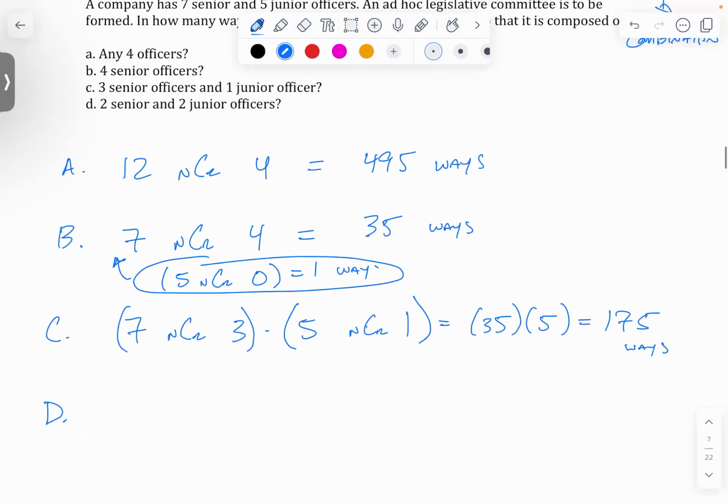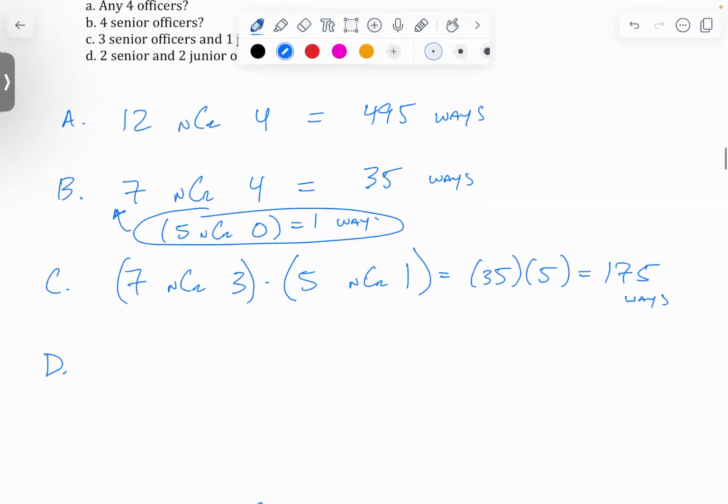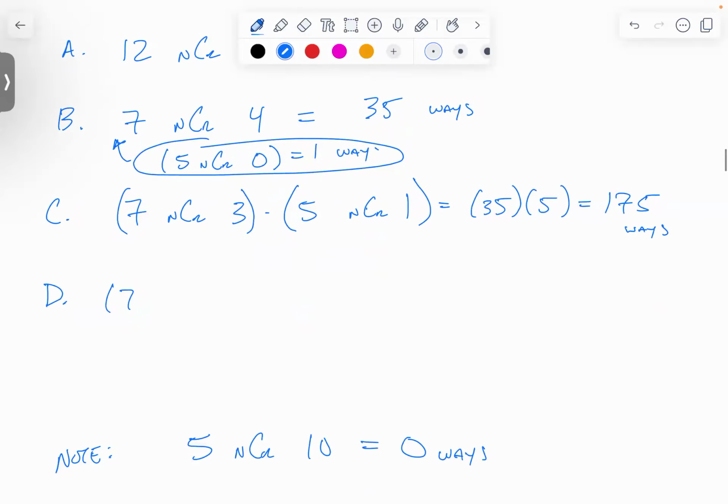All right. Lastly, 2 junior officers and 2 senior officers, just like the previous one. That means 7 nCr 2 times 5 nCr 2, and that gives us 210 ways.